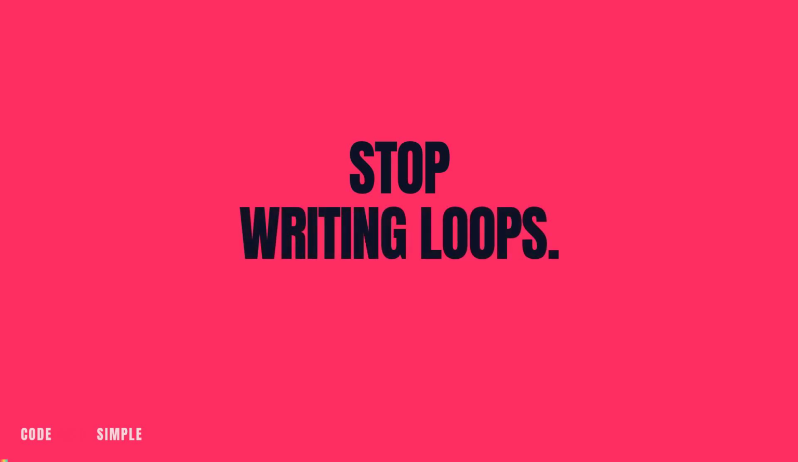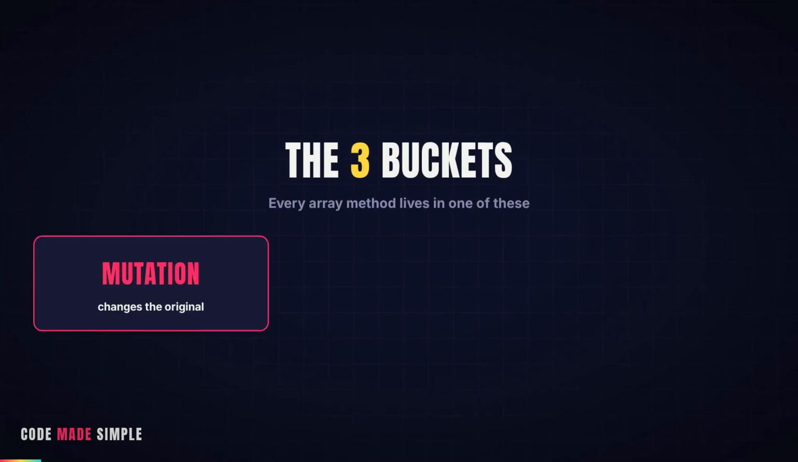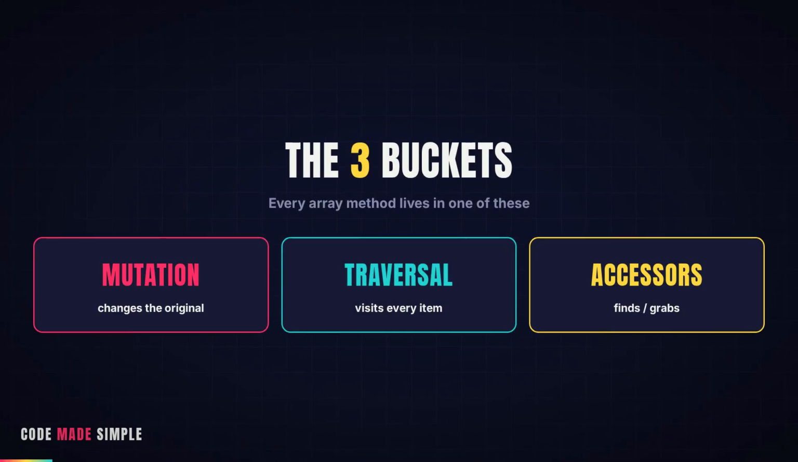90% of your loops? You don't need them. JavaScript arrays come with superpowers built in. Let's meet them. First, the categories. Every array method falls into one of three buckets. Mutation changes the original. Traversal visits every item. Accessors find or grab. Know the bucket, know the risk.